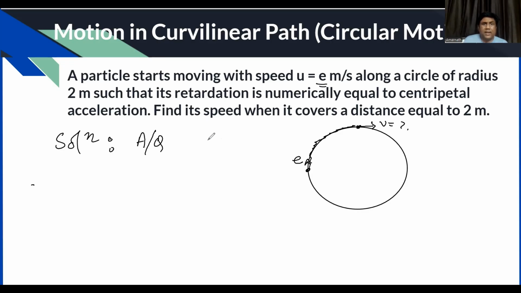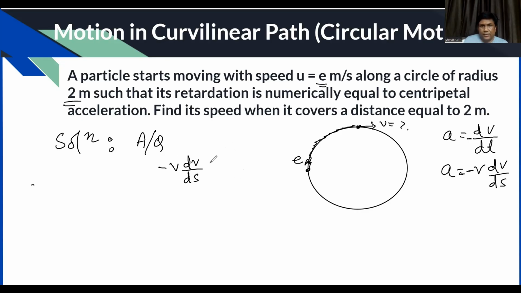According to the question, retardation can be written as dv by dt if they are asking time, and it can be written as v dv by ds if distance is given. It depends what data are given, and as it is retardation, it will be minus dv by dt or minus v dv by ds. Here I am going to use minus v dv by ds only, because data are given in terms of distance. So it is equal to v square by r.